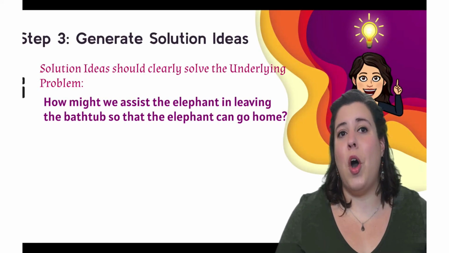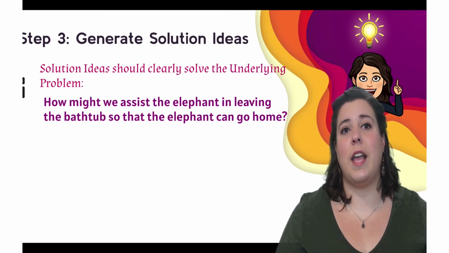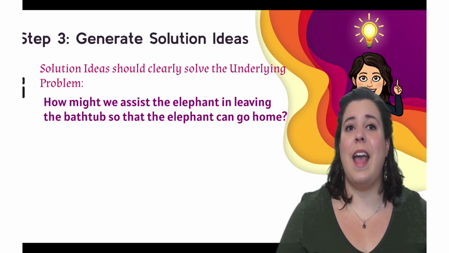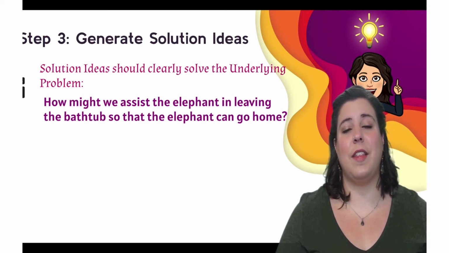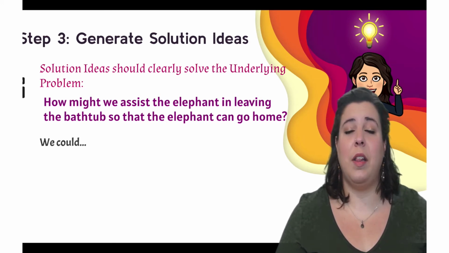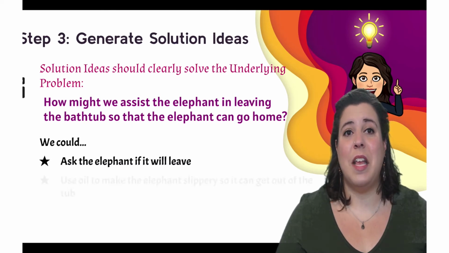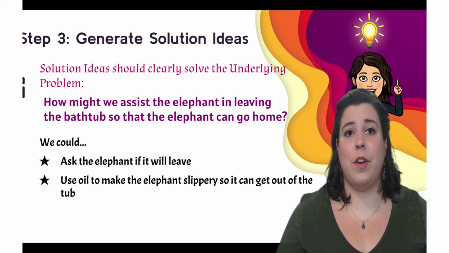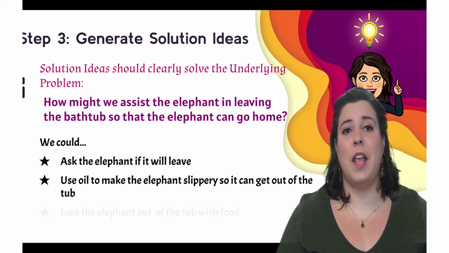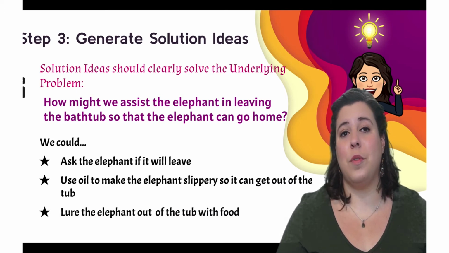The next step is to produce solution ideas. Now, all of these solutions should solve the underlying problem that we created in Step 2. As a reminder, that is, how might we assist the elephant in leaving the bathtub so that the elephant can go home? We have a few options, some of which are to politely ask the elephant to leave, use oil to make the elephant slippery so that it slides out of the tub, lure the elephant out of the tub with food.